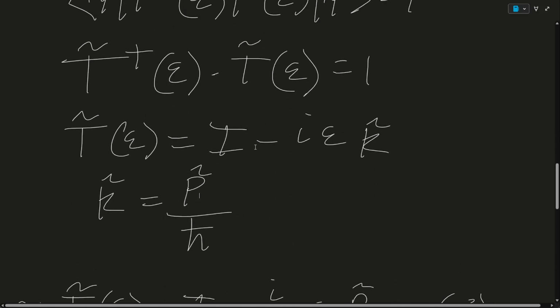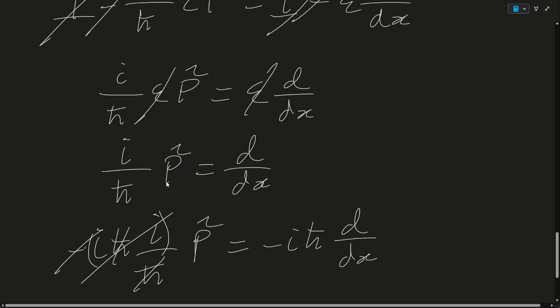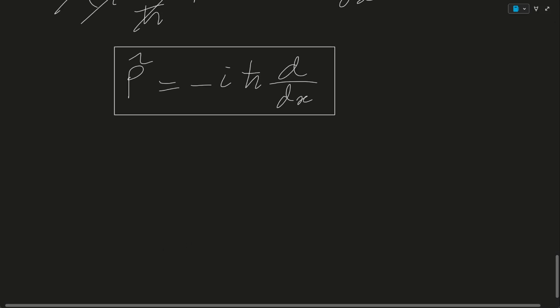So the i is from the necessity of itself in the generation function, so that it's a Hermitian operator. And then the h bar is to work with units.